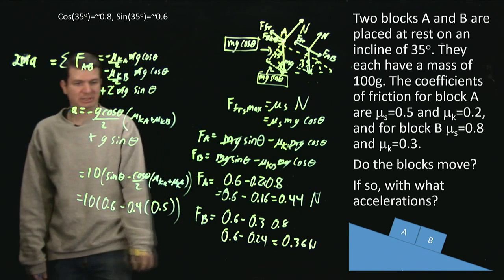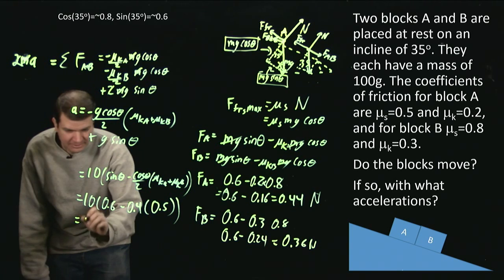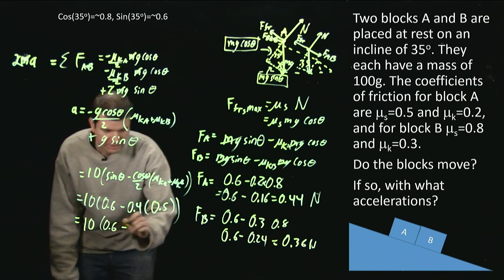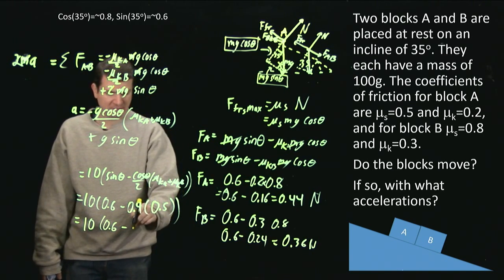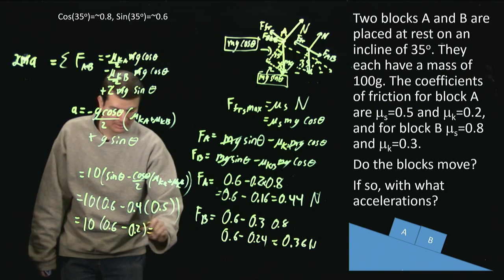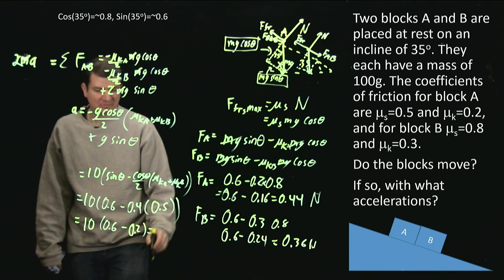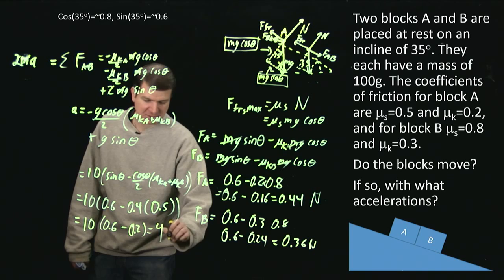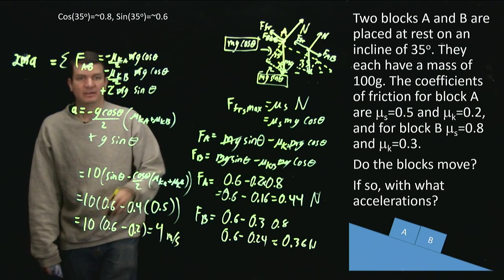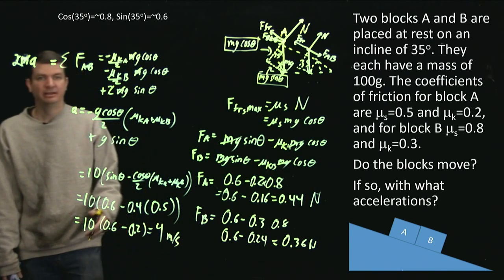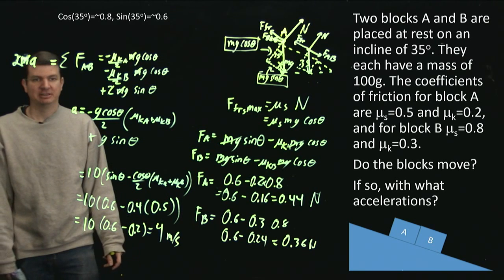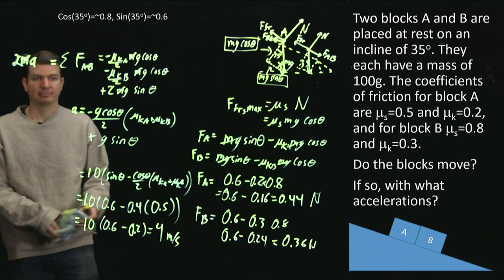Okay, should have had closed brackets there. So that's 10 times 0.6 minus the product of 0.4 and 0.5, which is just 0.2. So that's 10 times 0.4, which is 4. Okay, and if you want, you can put in 9.8 again. You can do this out with a calculator. You'll get roughly the same number, right? Just a little bit smaller.